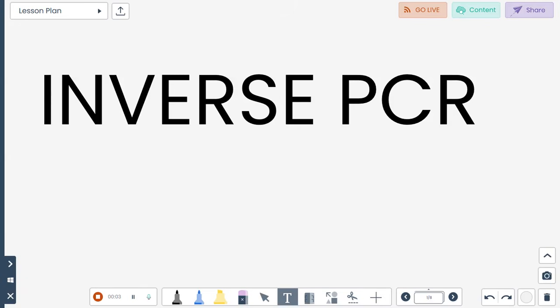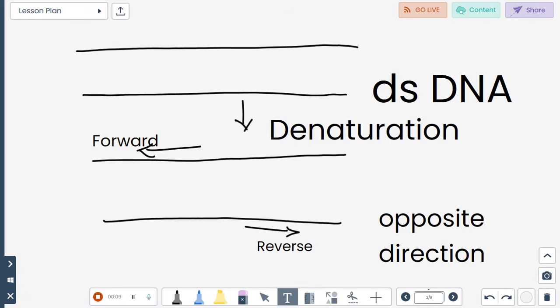Hello viewers, our next session is on inverse PCR. The name itself means that the priming or the polymerization in both primers is taking place in the opposite direction.